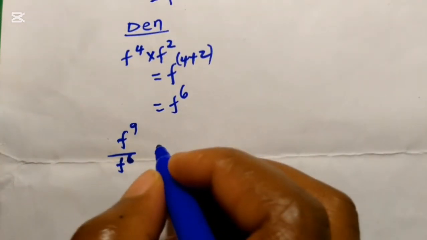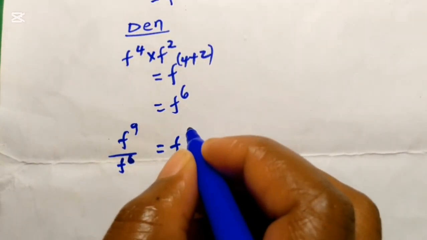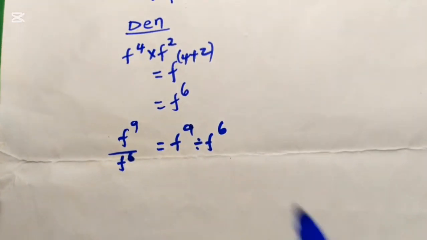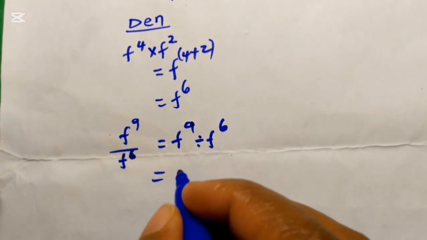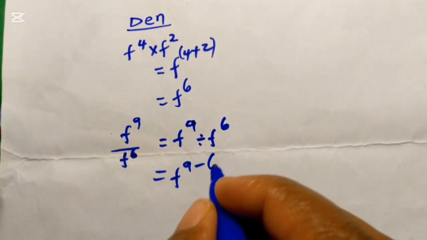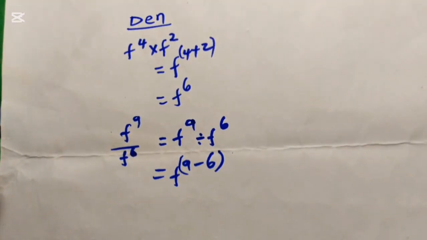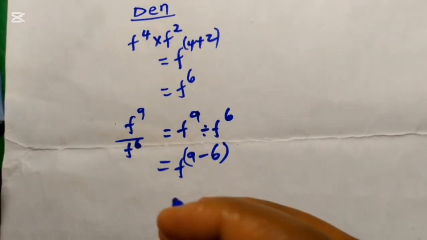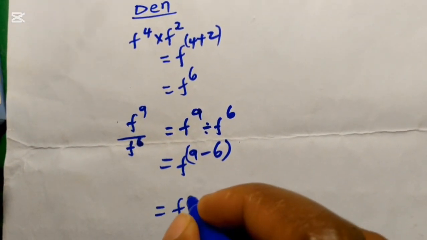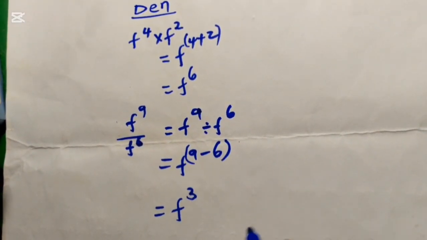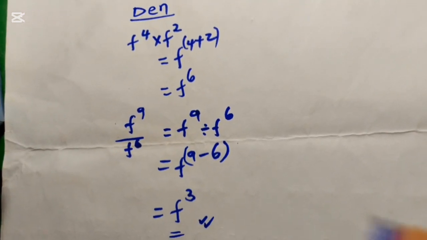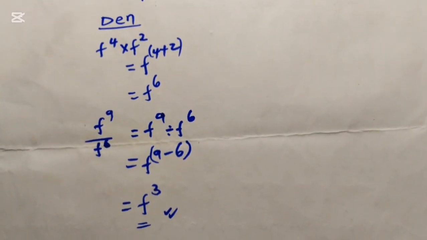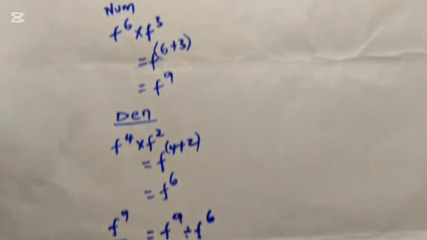Yes, and this is the same as f power 9 divided by f power 6, which can also be written as f power 9 minus 6. Remember what we just said. Now in division we subtract the powers. This is finally f power 9 minus 6, which is 3. Let's look at that. Very simple. That's how the question looked like.